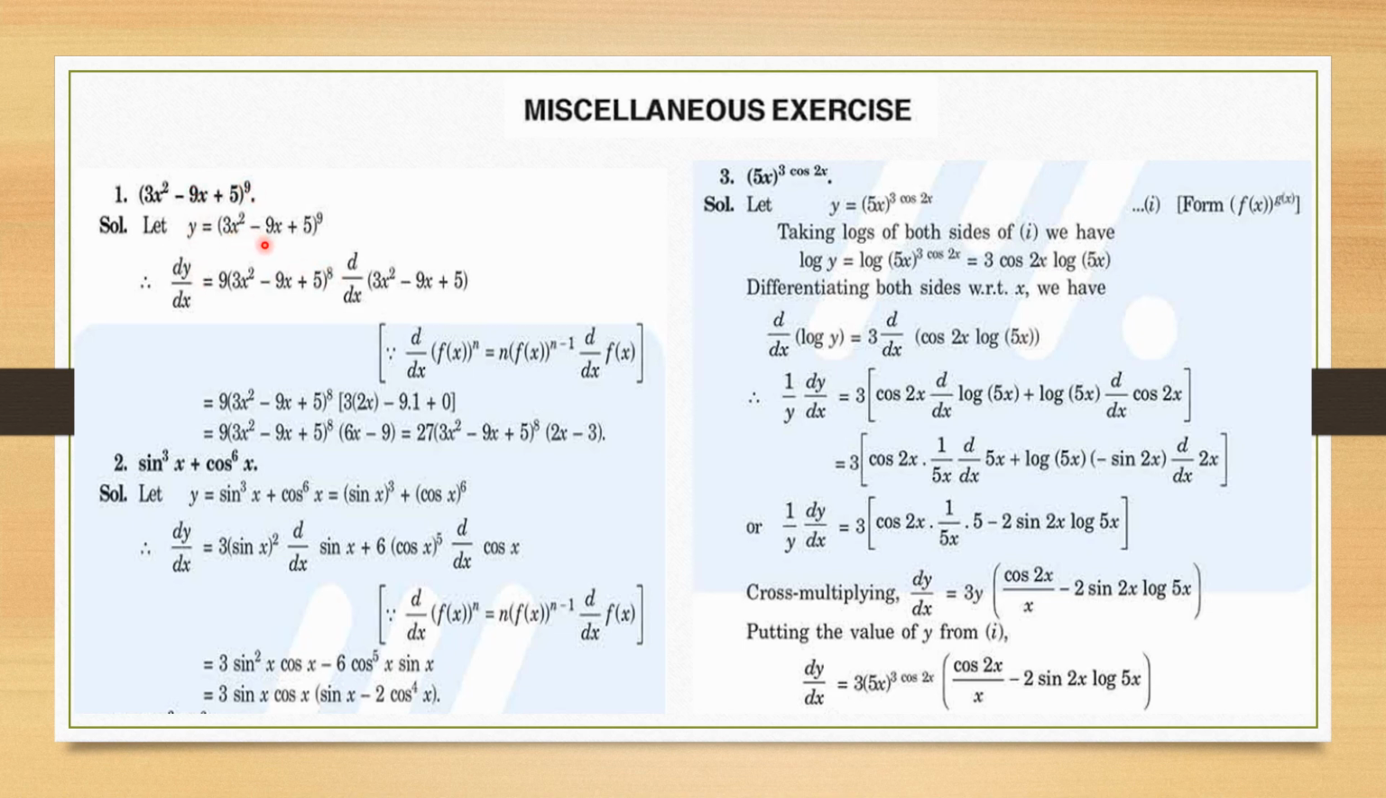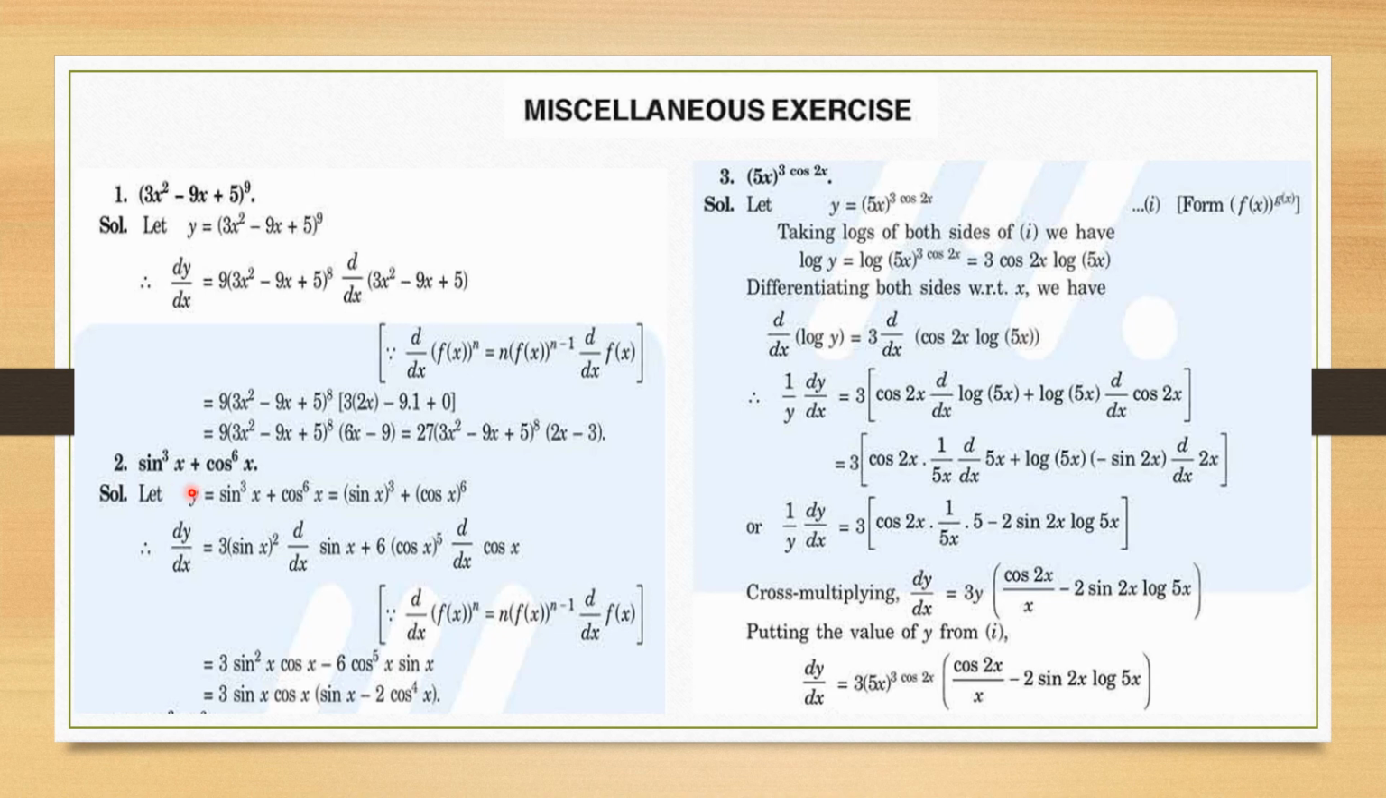So (3x square minus 9x plus 5) raised to power 8 into d/dx of 3x square minus 9x plus 5, which will be coming as your 6x minus 9. Okay, and the rest of the thing is the same. And you can take more things common. You can take 3 common out of this, and it will be 27 times the product of these two terms.